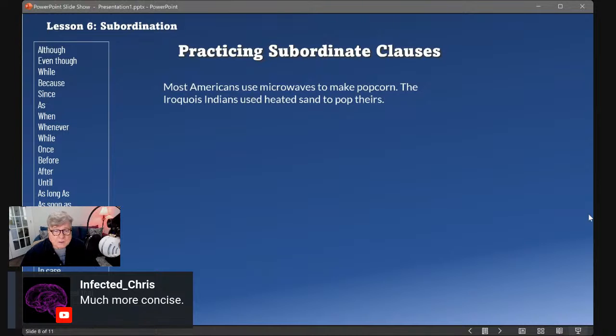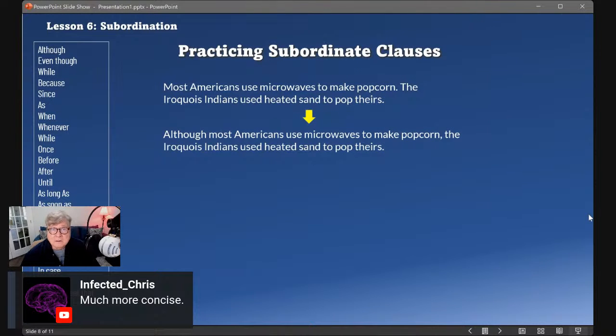Let's do another one. Most Americans use microwaves to make popcorn. The Iroquois Indians use heated sand to pop theirs. What do you want to emphasize? The fact that Americans use microwaves or the fact that Iroquois Indians used to use heated sand? Okay, either one. Although most Americans use microwaves to make popcorn, boom, now comes the emphasis, Iroquois Indians use heated sand. Now, why is it emphasized? It's emphasized for two reasons. One, the first clause is made subordinate with the subordinating conjunction, although.